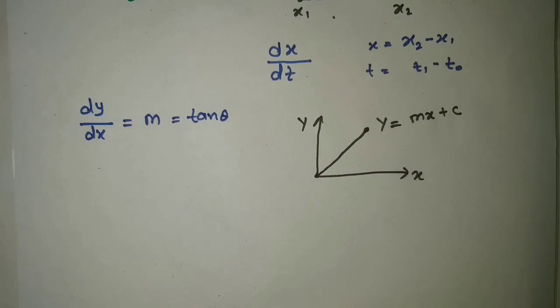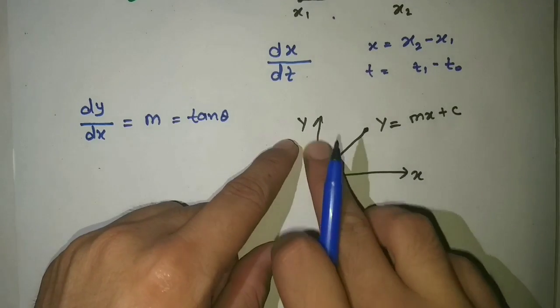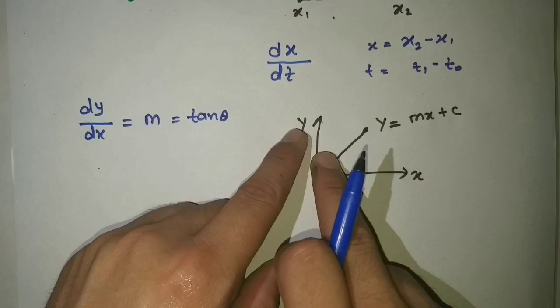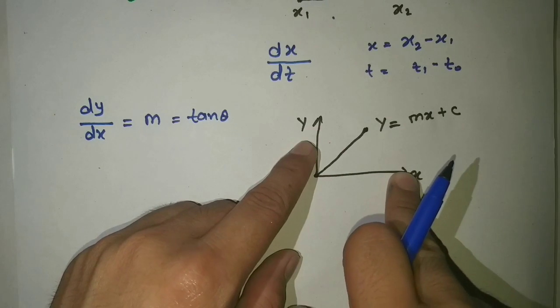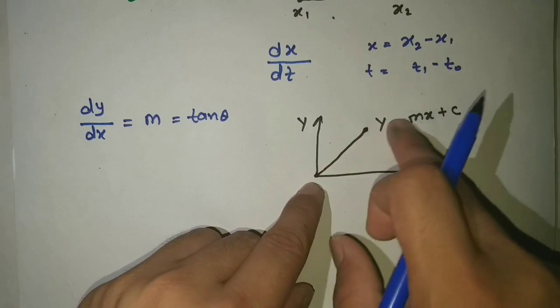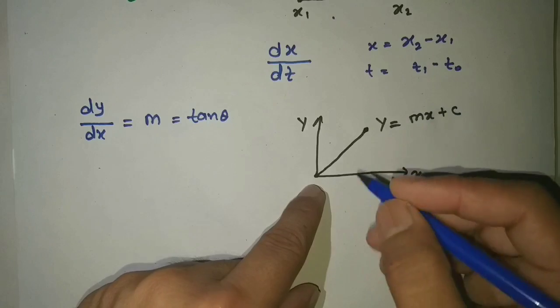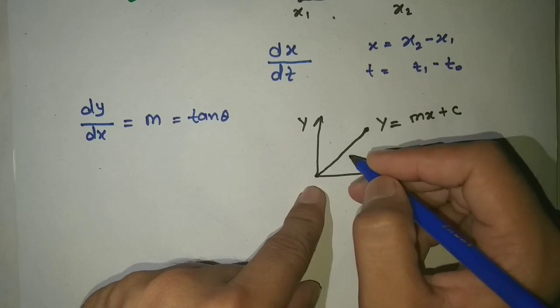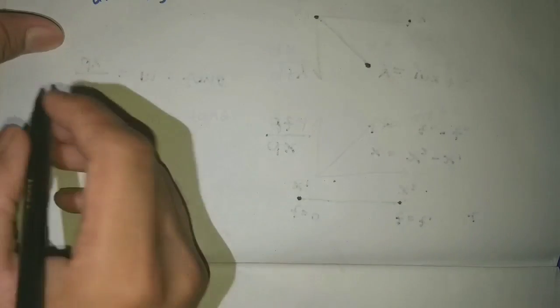So what does a slope mean? Slope is the change in y when I change the position x, and the change in the angle is called the slope. If I draw a tangent along this straight line, that will be the slope of this curve.